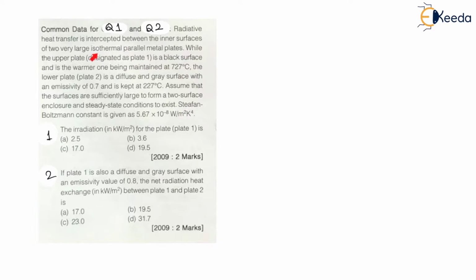Now here very large parallel metal plates are given, while the upper plate designated as 1 is a black surface and is warmer one being maintained at 727 degrees Celsius. Let us say this is the upper plate, and it is a black surface, designated as 1. As this upper plate is a black surface, its emissivity E1 will be equal to 1, and it is a perfect absorber as well as perfect emitter.